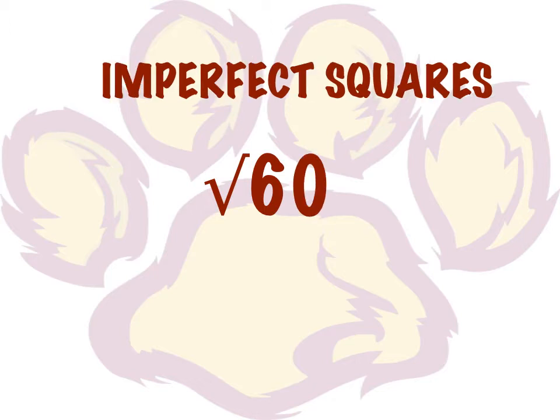Our imperfect squares are the ones that we don't know an exact answer to. We don't know exactly what number times itself equals 60, because the square root of 60 is going to be an irrational number, meaning that decimal just keeps going on without repeating.